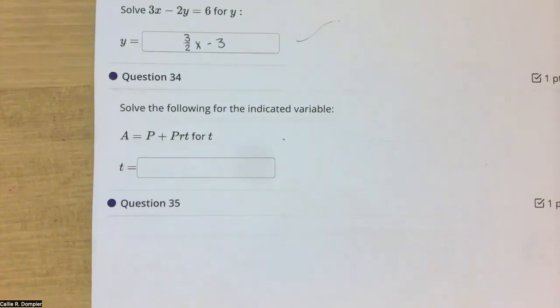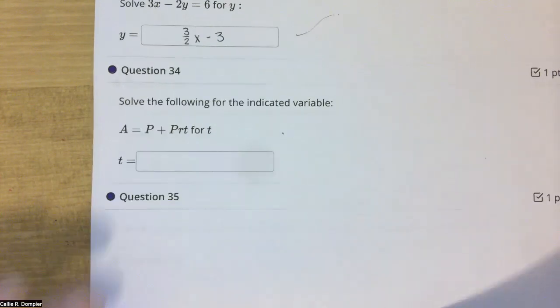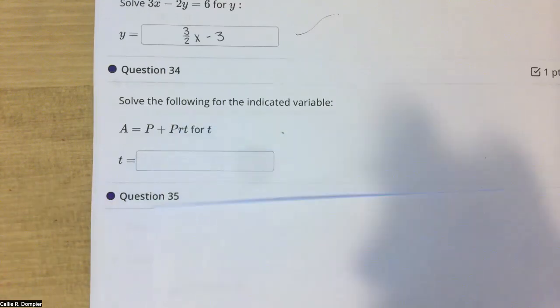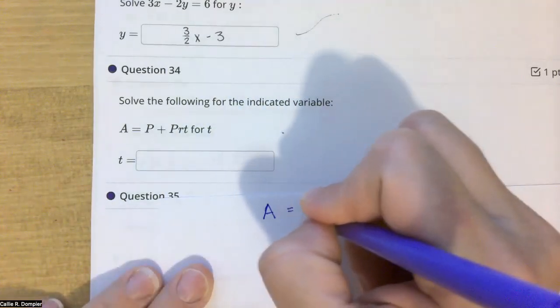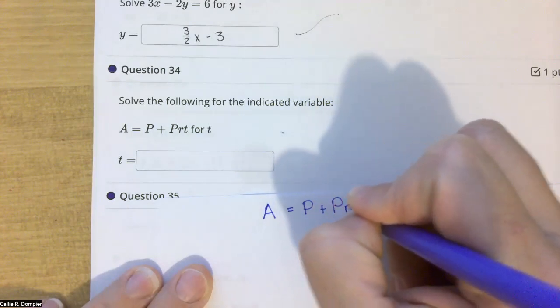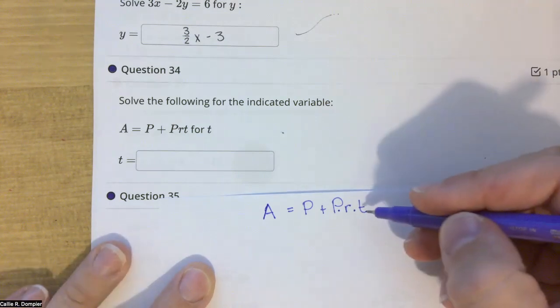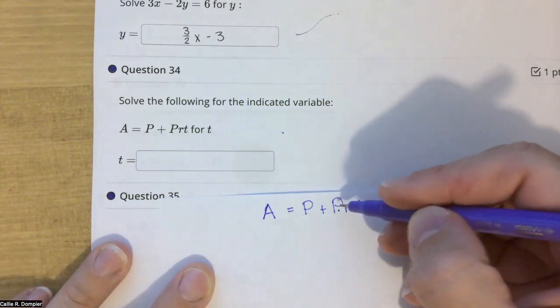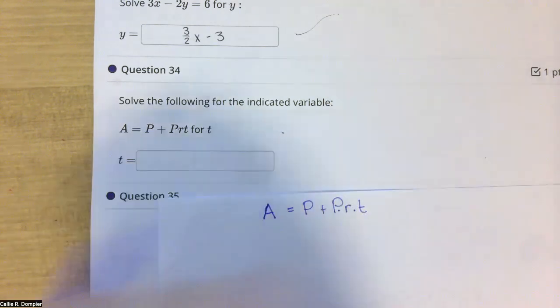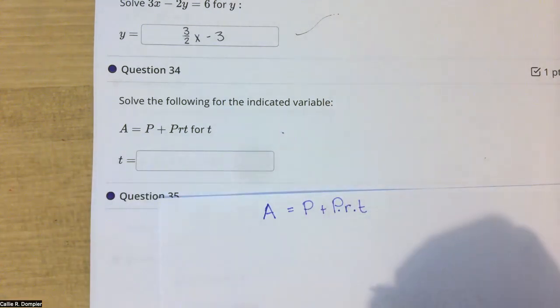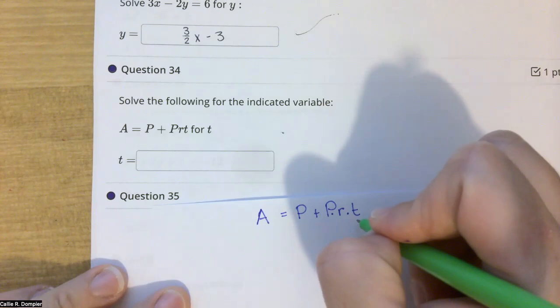All right, solve the following for the indicated variable. A equals P plus PRT for T. How would we solve A equals P plus PRT for T? It sounds and looks very confusing, right? There are no numbers. A equals P plus P times R times T, and we want to solve it for T, right? T right now is being multiplied by R, being multiplied by P, and P is being added to it. I just want to undo all of that so T is alone on the right side, okay?